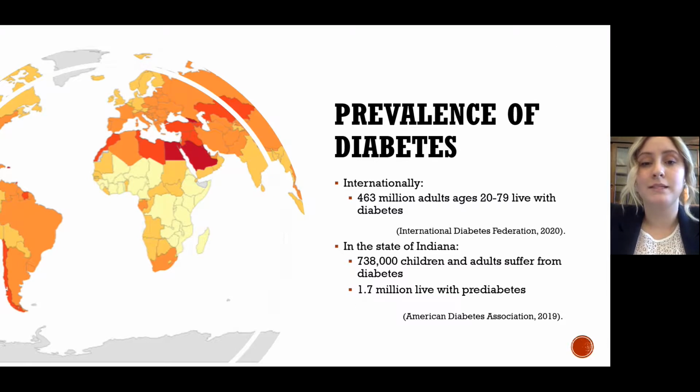The prevalence of diabetes is pretty large. Internationally, about 483 million adults aged 20 to 79 live with diabetes. In the state of Indiana, 738,000 adults and children have diabetes, and 1.7 million of those have prediabetes. So overall, diabetes is a pretty prevalent disease, not only statewide in Indiana, but also internationally.